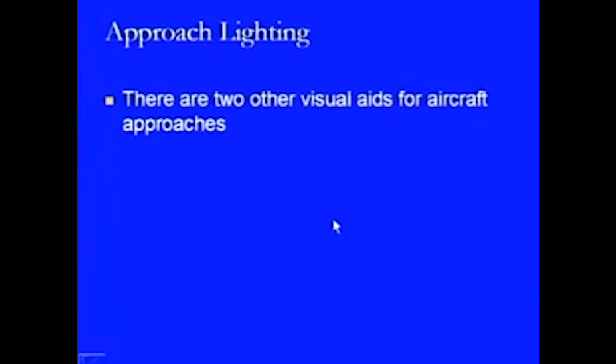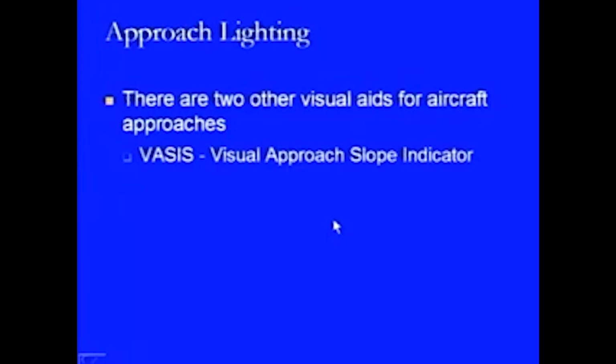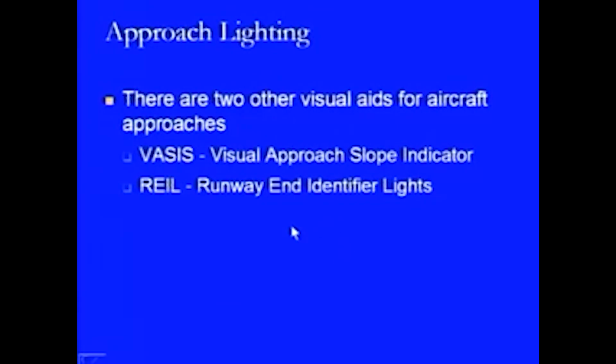Then there are approach lights, where there are 2 other visual aids for aircraft approaches, like VASIS, which is termed as visual approach slope indicator, and there is REIL, which is termed as runway end identifier lights. So, we will look at the visual approach slope indicator and REIL in the coming discussion.